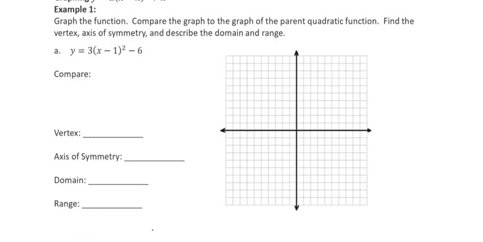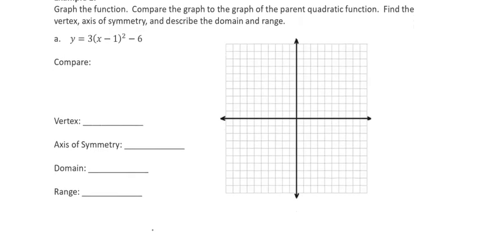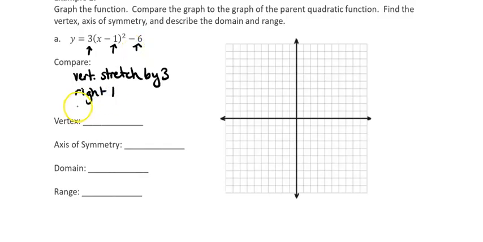All right, so in example 1a, it wants us to graph this function, compare the graph to the parent quadratic function, find the vertex, the axis of symmetry, and describe the domain and the range. So this 3 is a vertical stretch by 3. The minus 1 is a right 1. And the minus 6 is outside, so that's vertical, and that is down 6. So remember that on the horizontal inside, when it's minus, it's right. When it's plus, it's left. Those are on our transformation sheet.